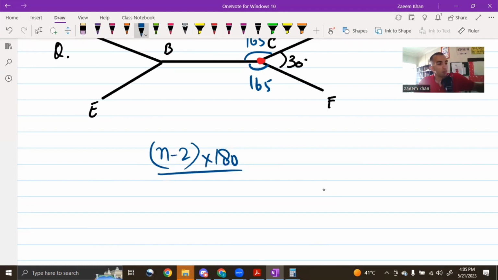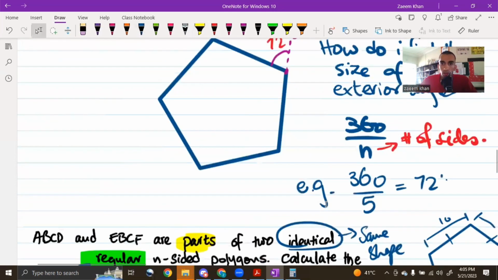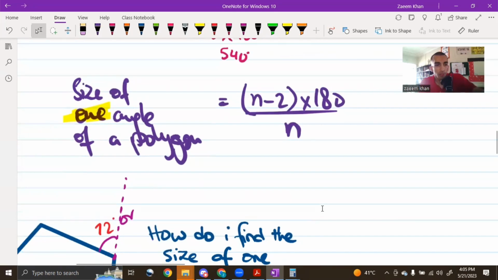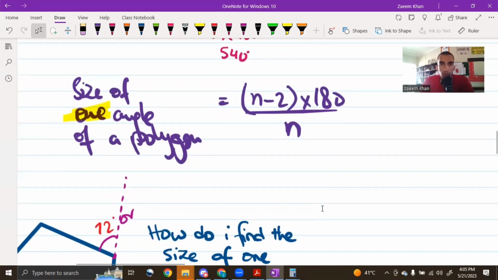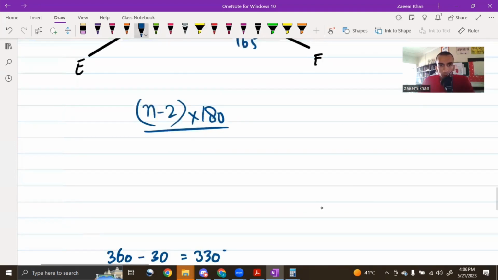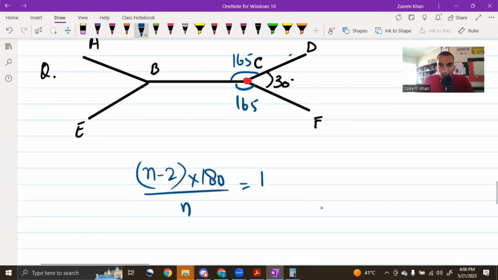I will write it down as n minus 2 into 180 divided by... the rule that we just wrote a little while ago. What's the formula for the size of one angle? No, n minus 2 into 180 divided by n. I just wrote this, remember? N minus 2 into 180 divided by n. Yeah. And we're going to equate it to 165.